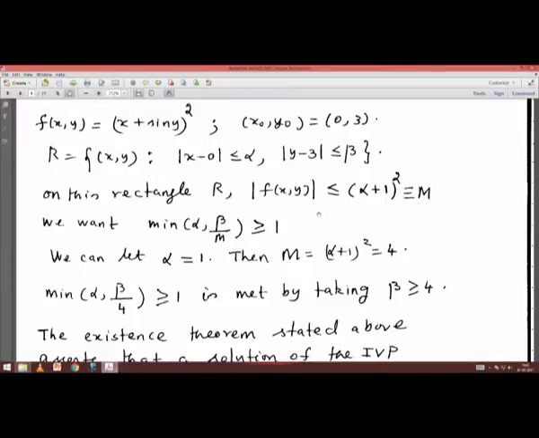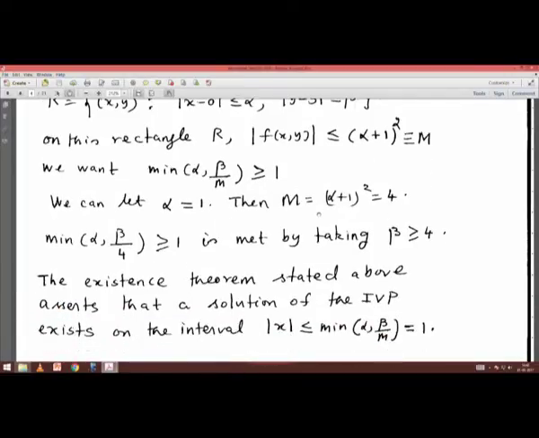And what is it that we want? We want the minimum of alpha comma beta by M to be greater than or equal to 1, because what does the problem say? Show that the solution exists in an interval minus 1 to 1, right. So, we can let alpha be equal to 1, and since capital M is alpha plus 1 the whole square, which is 4 in this rectangle R, minimum of alpha comma beta by 4 greater than or equal to 1 can be satisfied by taking beta to be greater than or equal to 4.